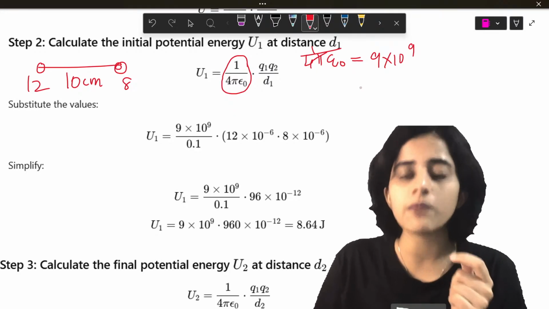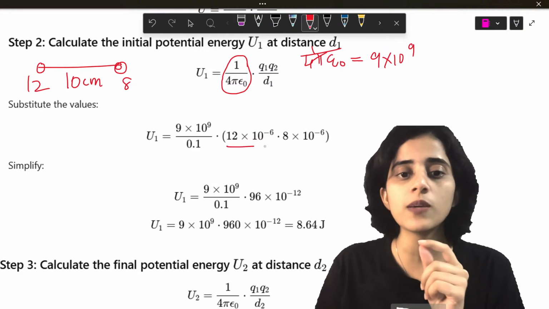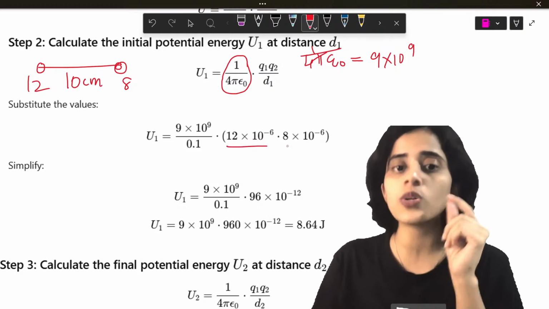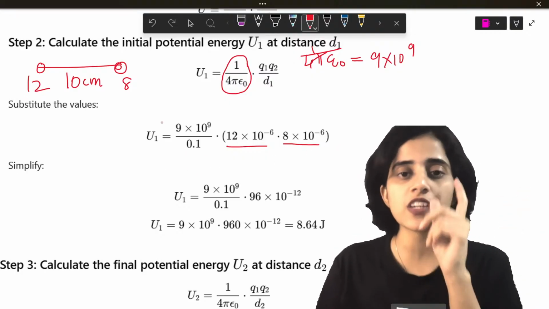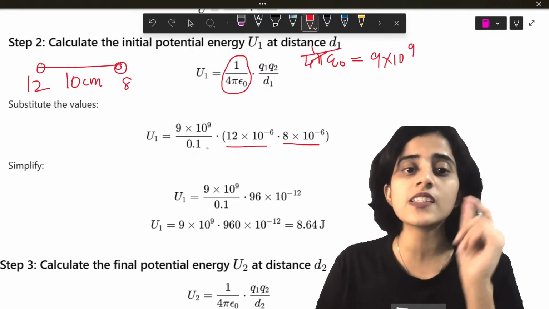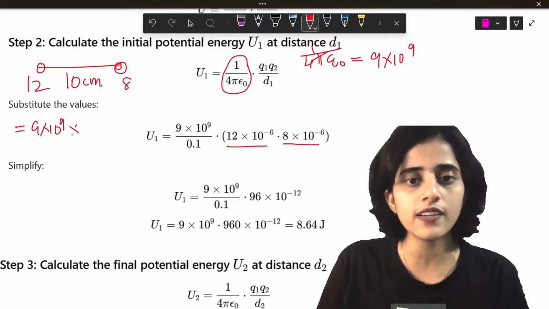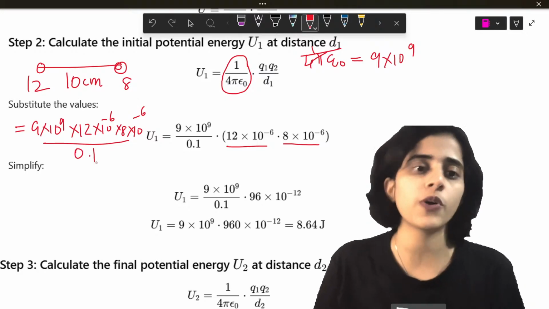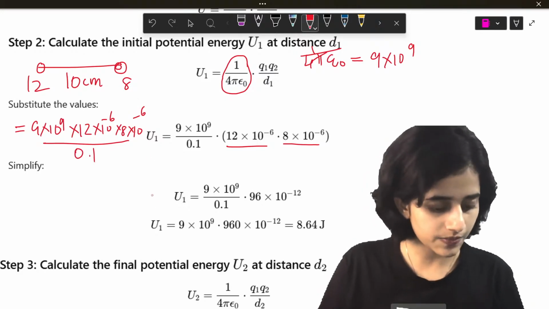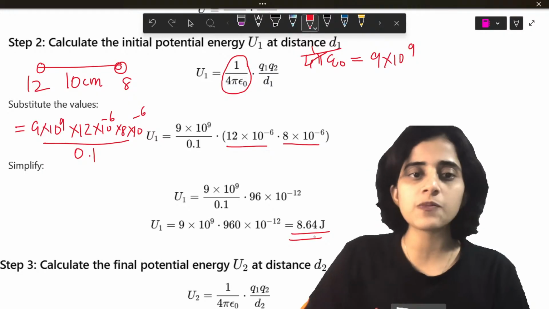So 1 by 4 pi epsilon naught is 9 into 10 raised to 9, into 12 microcoulomb, so 12 into 10 raised to minus 6, into 8 microcoulomb, so 8 into 10 raised to minus 6, divided by 10 centimeter, which should be converted into meters. So 10 centimeter is 0.1 meters. So you get 9 into 10 raised to 9 into 12 into 10 raised to minus 6 times 8 into 10 raised to minus 6, the whole divided by 0.1. When you solve it, you should get 8.64 joules.